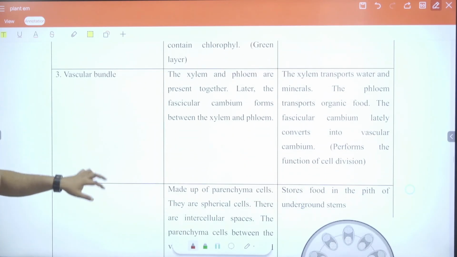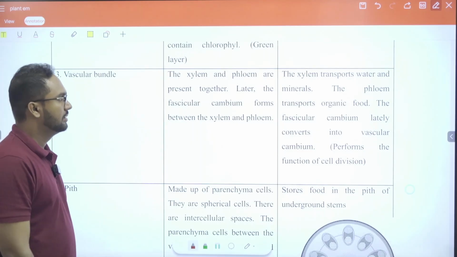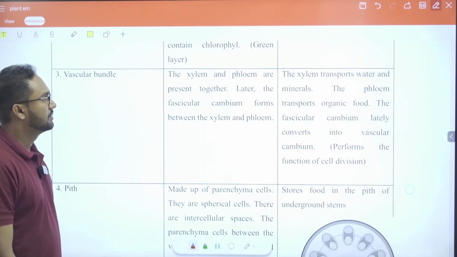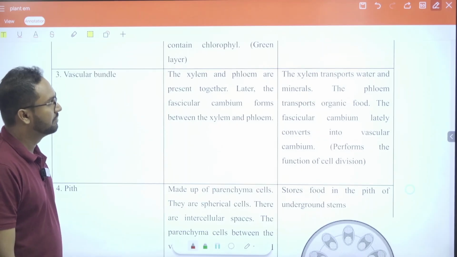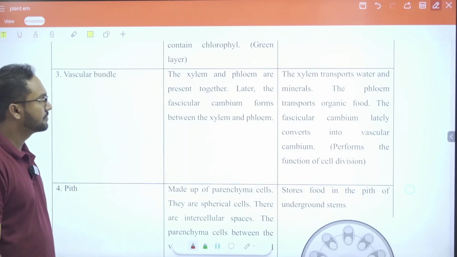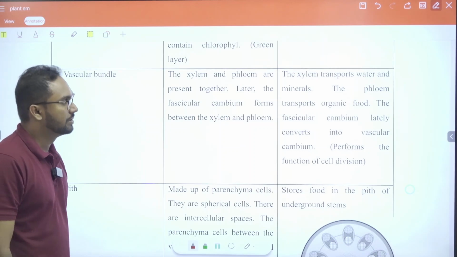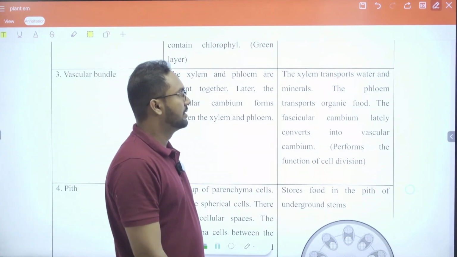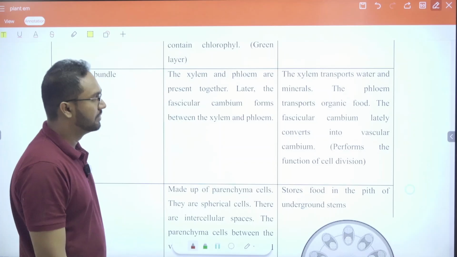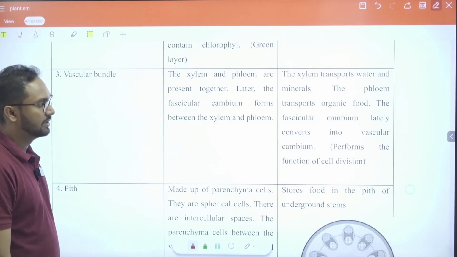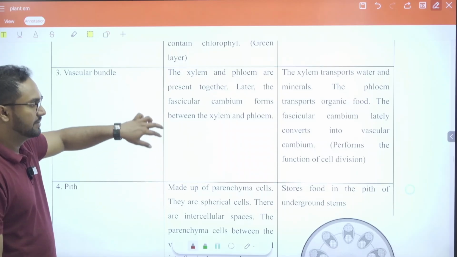Vascular bundle: the xylem and the phloem are present together. Later the fascicular cambium forms, right? Initially there is only xylem and phloem, with the fascicular cambium between them. The xylem transports water and minerals. The phloem transports organic food. The fascicular cambium later converts into vascular cambium. The function is cell division.